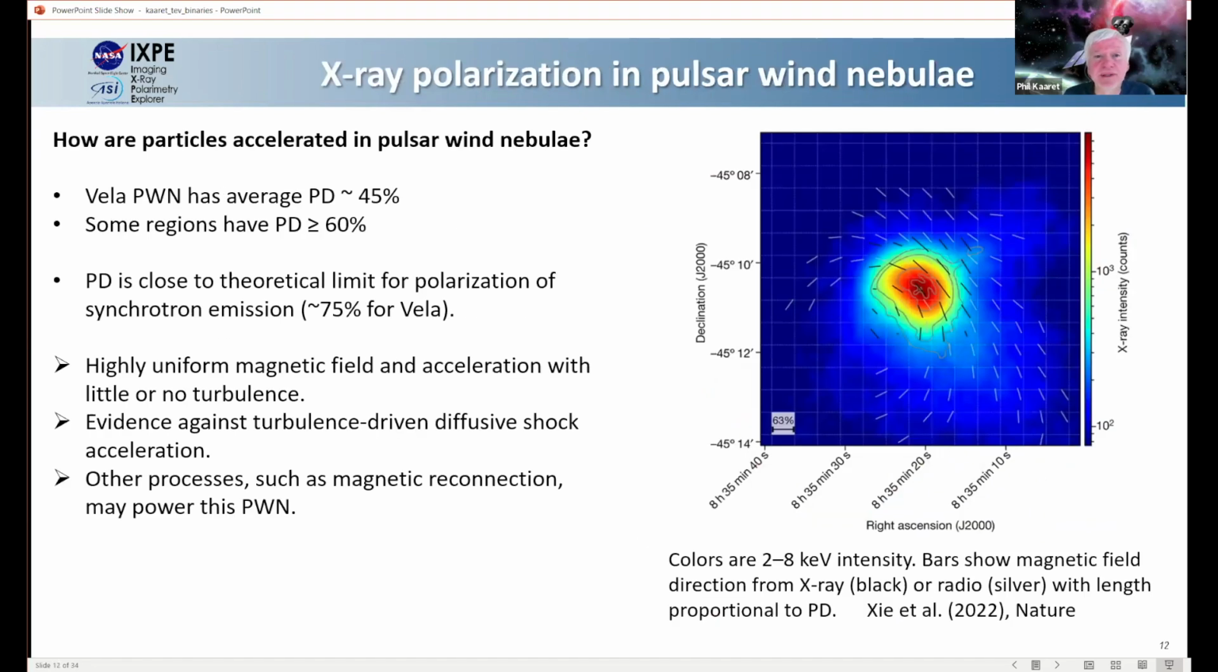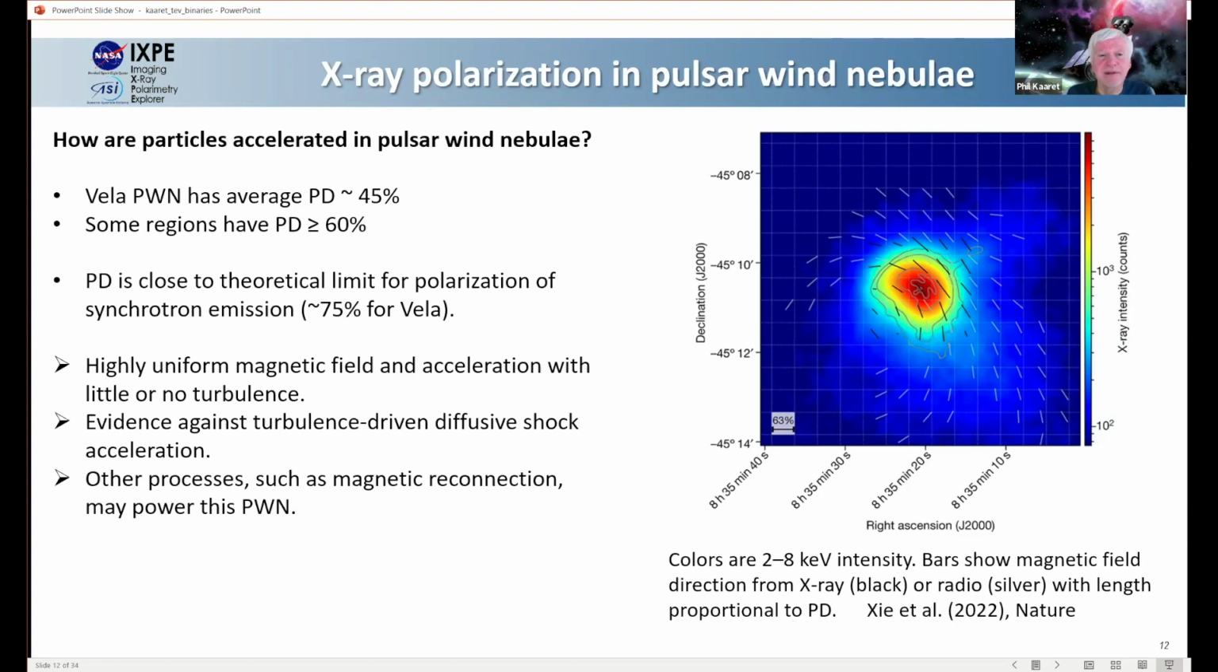So one of the first IXPE results on a pulsar wind nebula was for the Vela pulsar wind nebula. And the real question here is, how are particles accelerated in the pulsar wind nebula? So Vela turned out to have a really high polarization, average polarization degree of about 45%. And in some regions, the polarization degree is above 60%. And for the spectral index of Vela, the theoretical limit for the polarization degree for synchrotron emission is 75%. So that's really close to the theoretical limit.